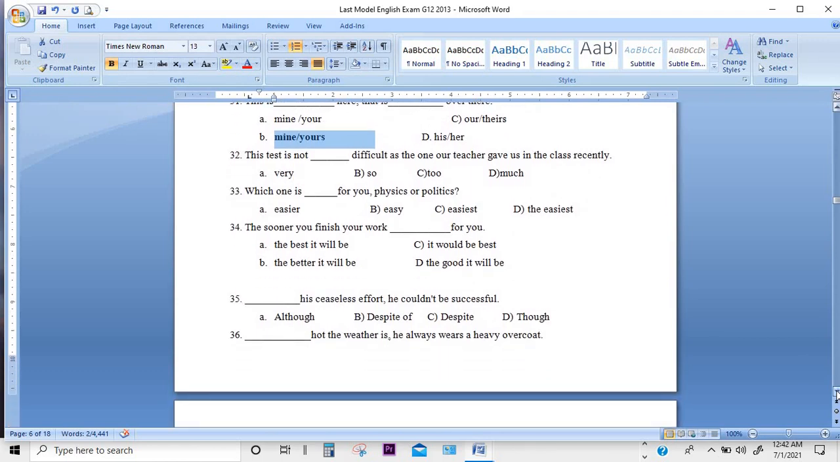Question number 32. This test is not as difficult as the one our teacher gave us in the class recently. This test is not that difficult as. So this is a question from, again, adverbial clause of comparison.